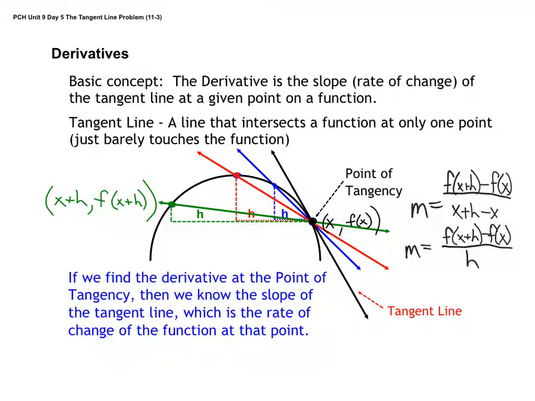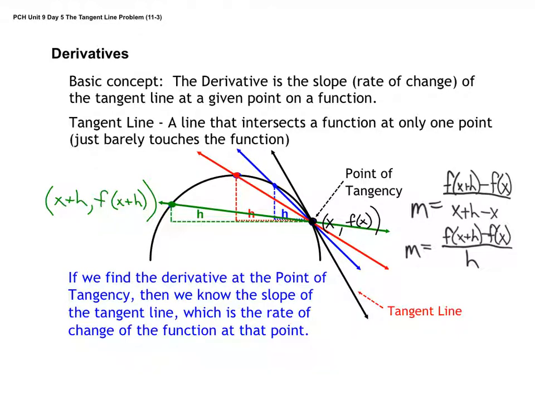Now, we're moving this point closer and closer to our point of tangency. What is happening to h as we do that? It's getting smaller and smaller, which means it is getting closer to zero. Because at that point, when h is zero, that's when it's actually the limit, and that's when it's actually undefined.